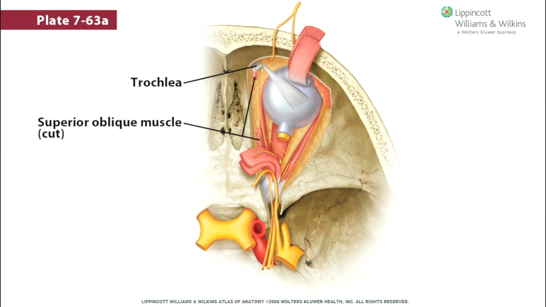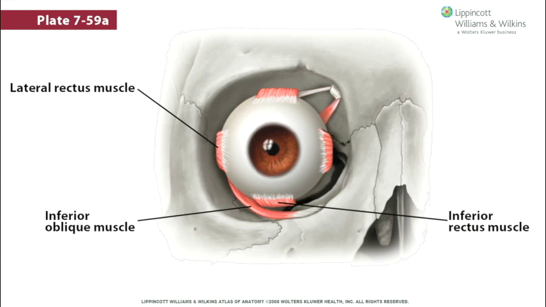equator, of the eyeball. The inferior oblique muscle originates from the floor of the orbit just lateral to the opening of the nasolacrimal canal. It passes backward and laterally, pierces the bulbar fascia and runs between the lateral rectus and the eyeball before inserting on the sclera deep to the tendon of the lateral rectus.